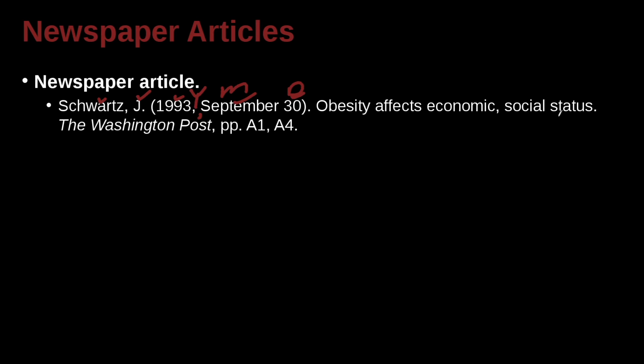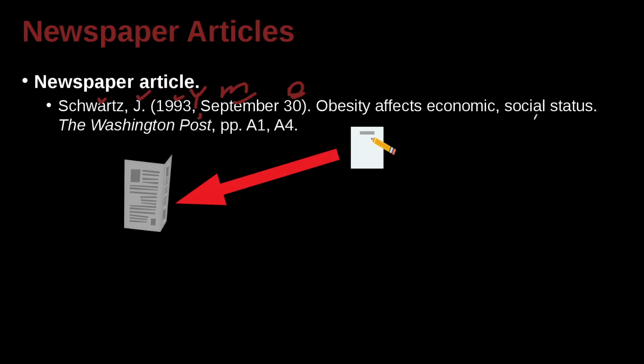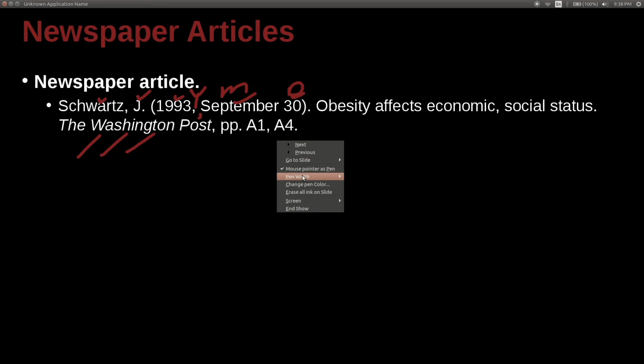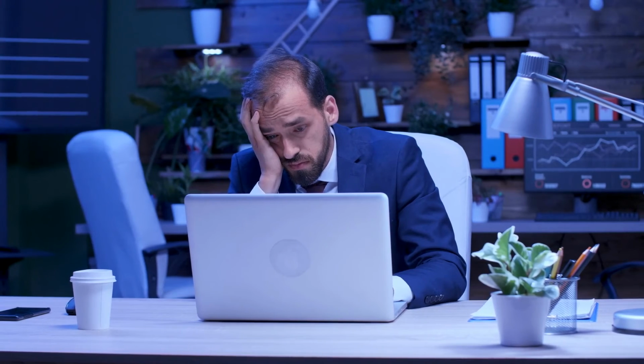Obesity affects economic social status. That is the name of the article inside the newspaper. The newspaper's name is the Washington Post. And you can see it's in italic, the angle. And PP means that this is a page range, and they don't use regular page numbers. They have this A1, A4 section of the newspaper. So again, you can check the specifics. Each case is a little bit different in the examples I've just given you, and you need to go to the APA guidelines to see exactly how it fits what you're quoting.